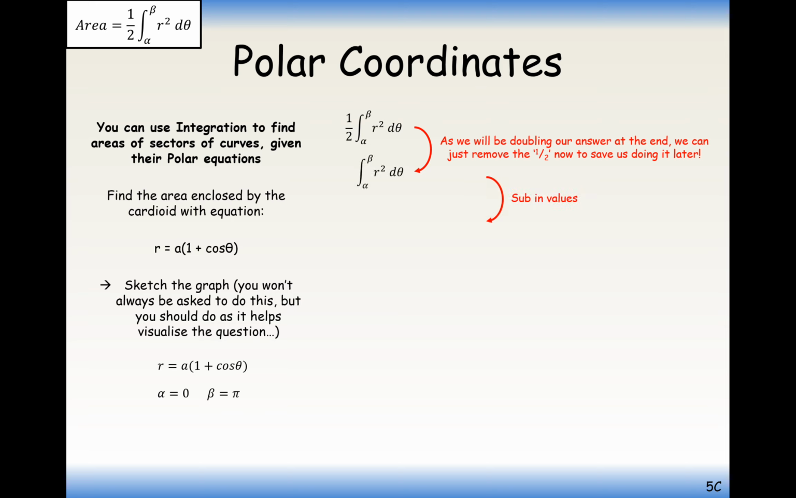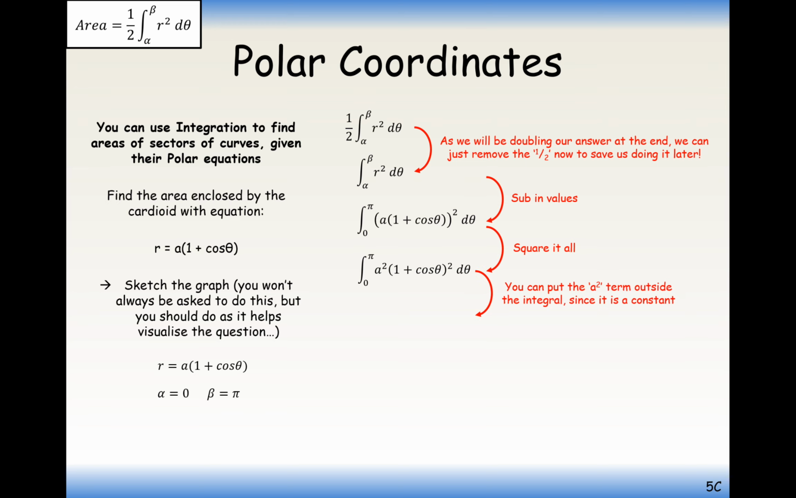So let's now substitute in those values. So alpha was 0, beta was pi, and r was a brackets 1 plus cos theta. Okay, let's get started on the integration now. Now the first thing to do would probably be to square it all. Just square the inside of the brackets there. And then you can probably pull the a squared out to the front.